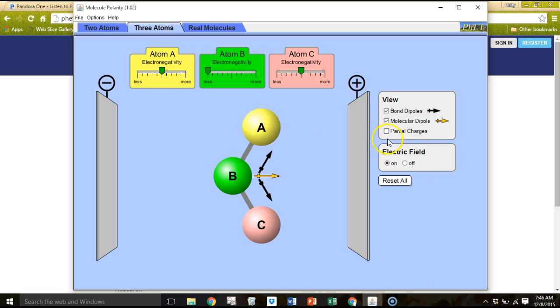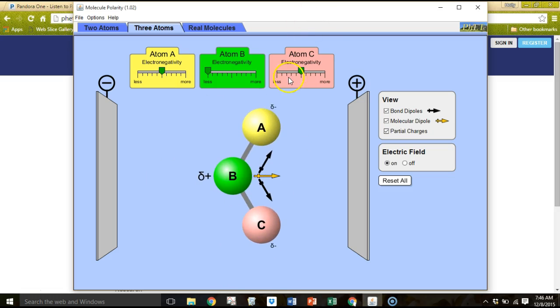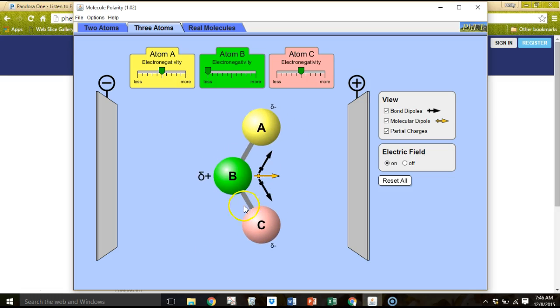You'll notice that, with the partial charges labeled, we have a partially positive charge on atom B, and then partially negative charges on atoms A and C. And if I try to rotate this molecule in space, notice that the partially negative side is attracted to the positive plate, and the partially positive side is attracted to the negative plate, so we can tell this molecule is in fact polar. The reason it's polar is because it's not symmetrical.